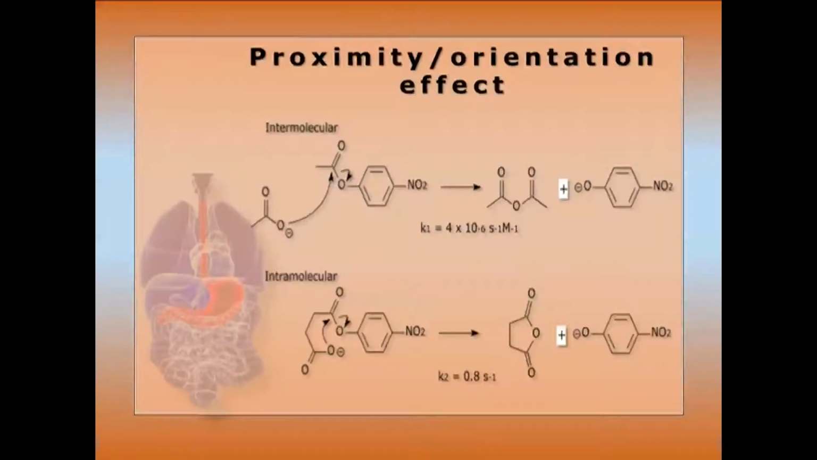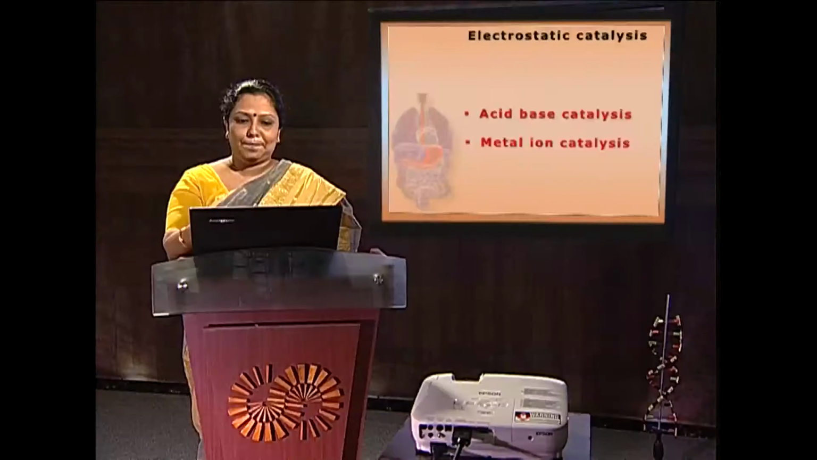Here you can find, in case of the paranitrophenyl phosphate reaction, the intramolecular reaction is facilitated compared to the intermolecular reaction. So that is called anchimeric assistance, apart from which we can find the precise orientation or alignment of the enzyme catalytic group as well as substrate, which is called orbital steering.